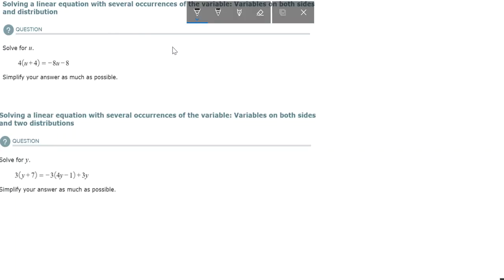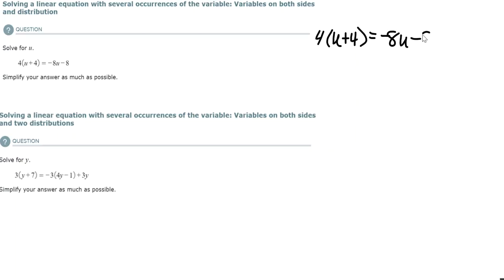This video will walk you through some more advanced equations, some containing distributive property and variables on both sides. So we have the first one as 4 times the quantity u plus 4 is equal to negative 8u minus 8. What I'm going to go ahead and do first is use the distributive property to get rid of the parentheses. So then I have 4u plus 8 is equal to negative 8u minus 8.